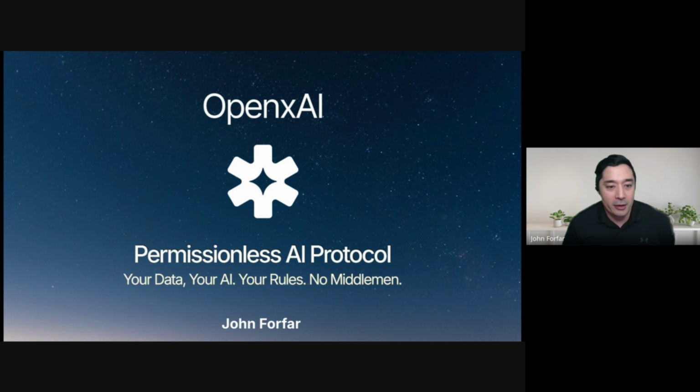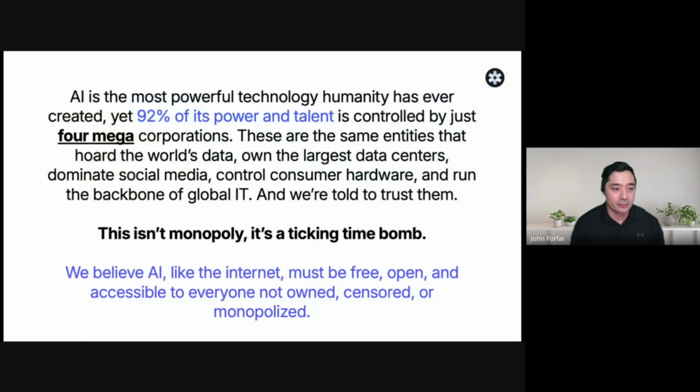So OpenX AI is a permissionless AI protocol. It means that you own your data, you own the AI model, you own the rules around it, and there's no middlemen to censor it and take fees. So basically, with full open ownership, you can control the app that you're building and then deploy it and monetize through Web3. So we'll get into that in more detail.